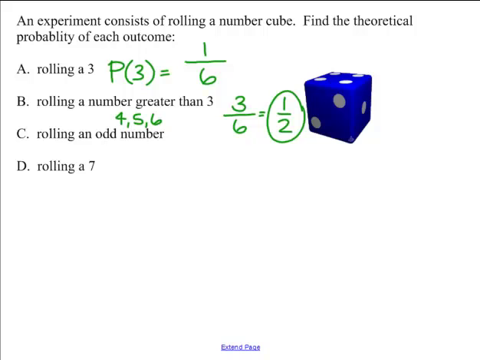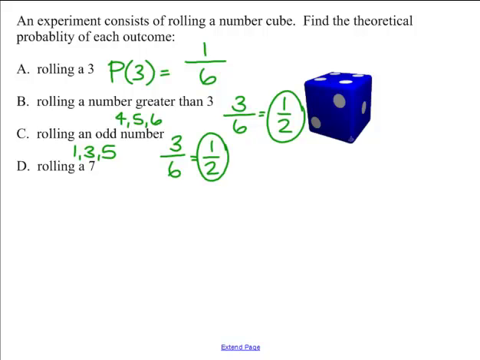An odd number. There are a few odd numbers. You could roll a 1, a 3, or a 5. So exactly like the last one, there's 3 ways that could happen out of the 6 total sides. So there's a 1/2 chance of you rolling an odd.